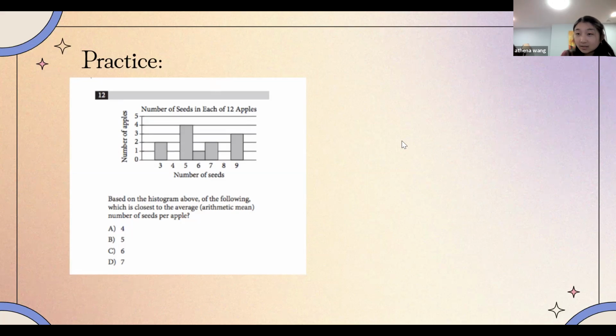Okay, so 2 minutes has passed. This is basically what we were talking about before. The mean, we are trying to find it.